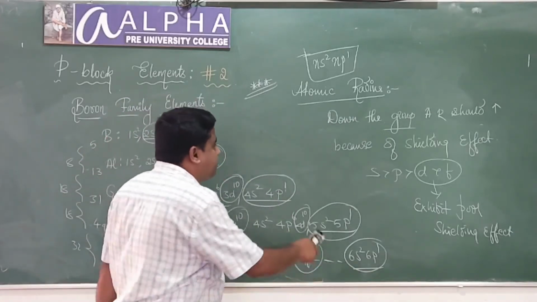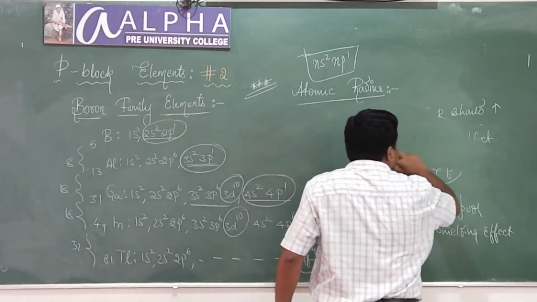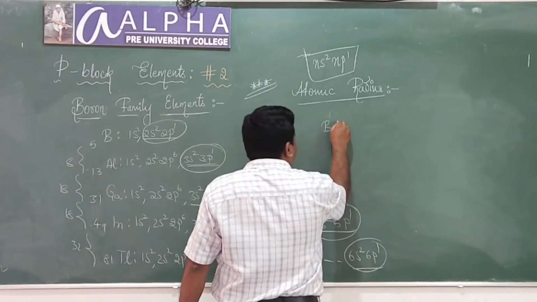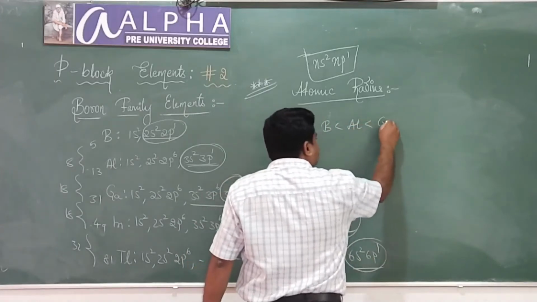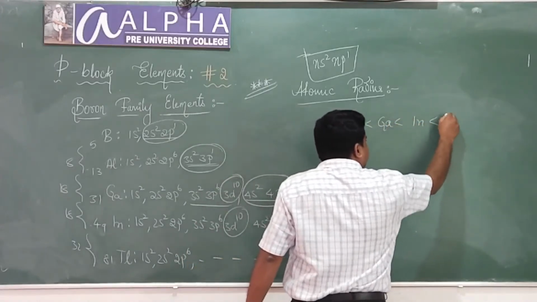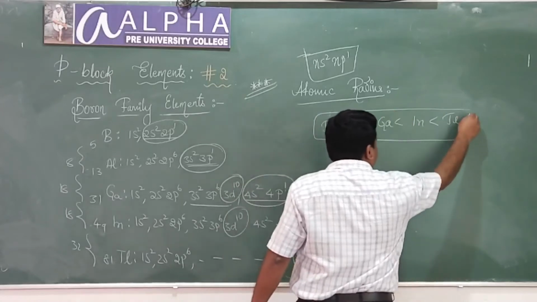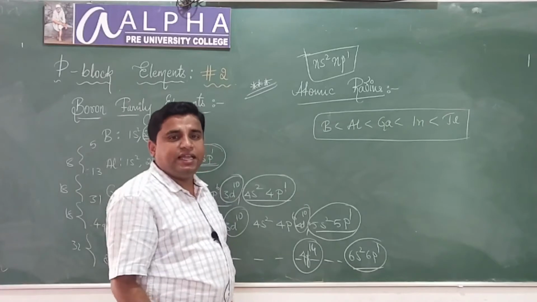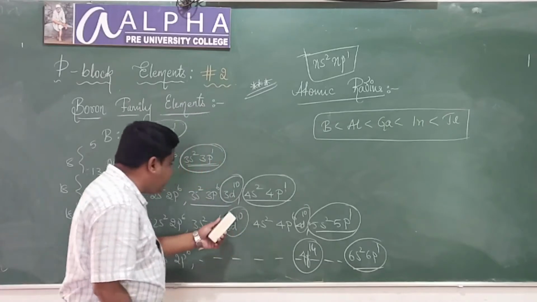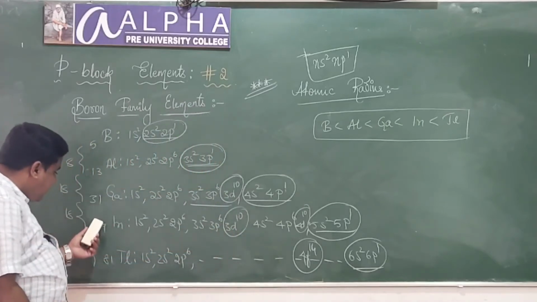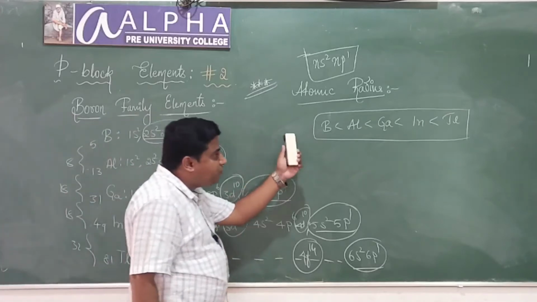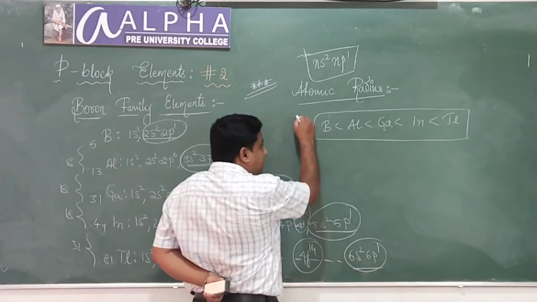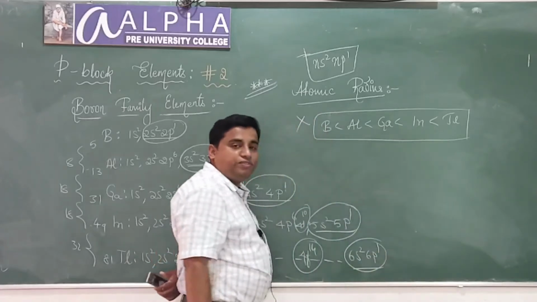So what is the expected order? The expected order is supposed to be boron more than aluminium, more than what? Gallium, more than indium, more than thallium. This is the expected order of atomic radius. But because of the poor shielding effect of d orbitals in gallium, indium and thallium, instead of increasing, the atomic radius will decrease. So therefore this is not the correct order of atomic radius.